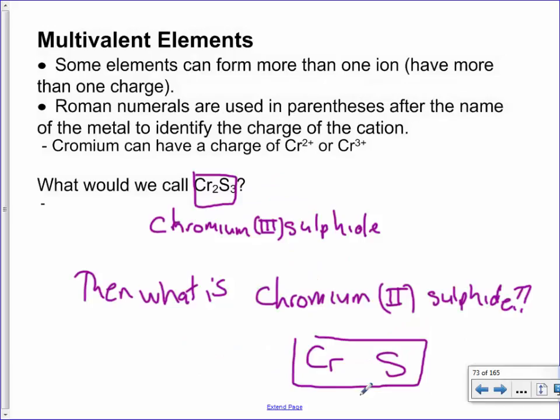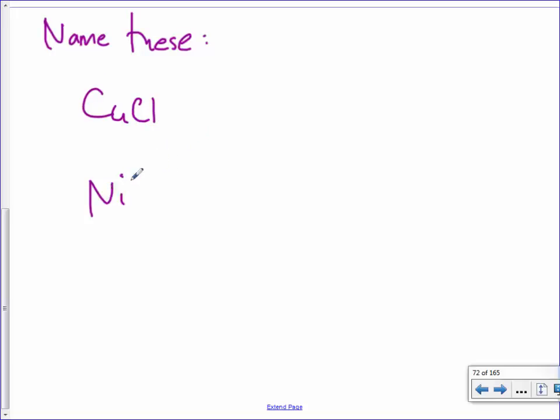Okay, why don't I do a couple examples just to make sure we got that? Let me just pick a few more. Let's try to name these compounds. So I'll just maybe write this in the margin here. Let's do CuCl. Let's use NiBr2. And let's do ZnO. Let's try naming these 3 things. We'll do it as a group.